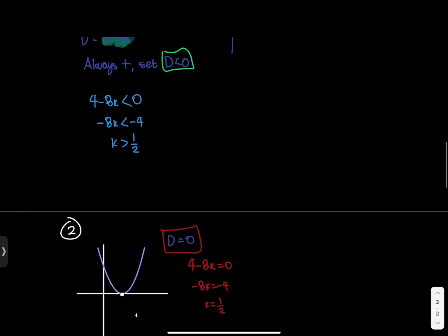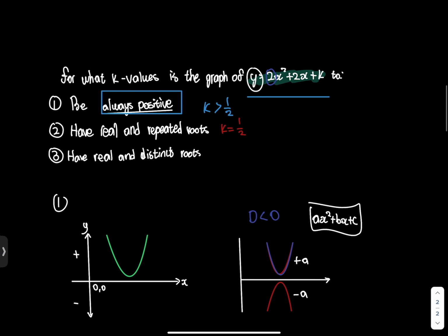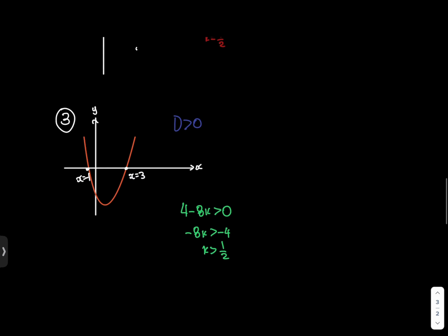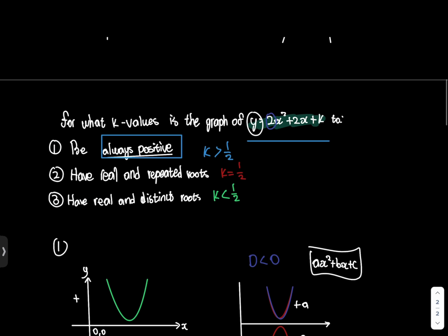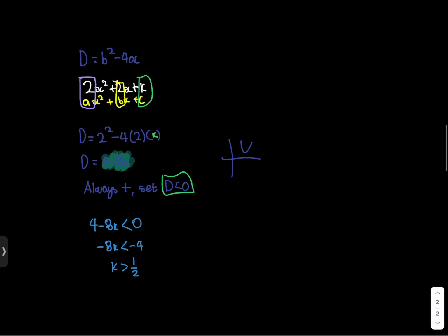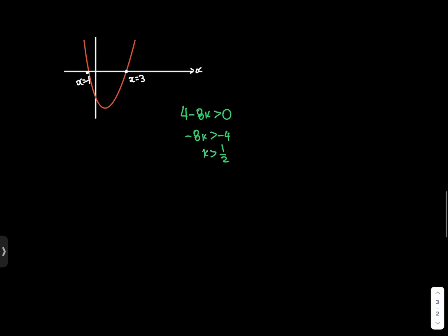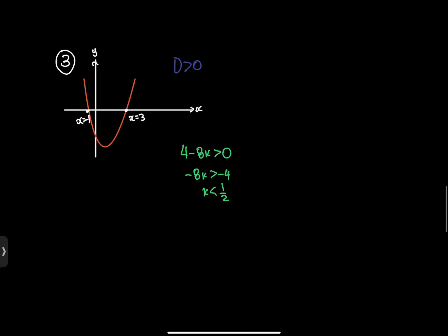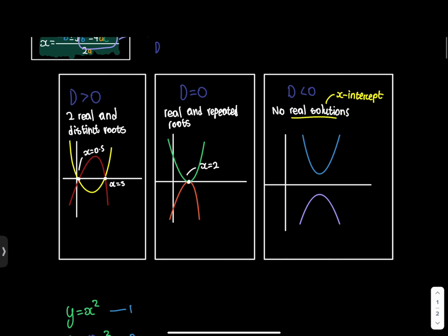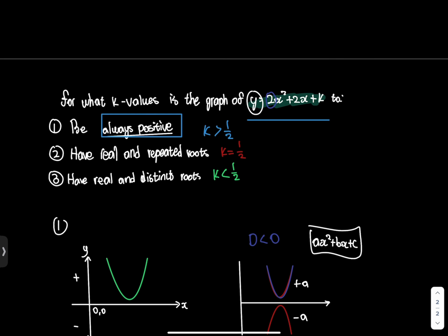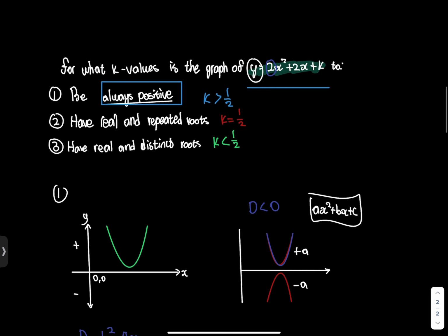So what is the k value that we need for our graph to have real and distinct roots? Well, I would say that k is going to have to be less than 1/2. Oh sorry, k has to be greater than 1/2. Wait, that doesn't make sense. Did I flip it? Ah, okay, we made a mistake. We forgot to flip the inequality. So k has to be less than 1/2.